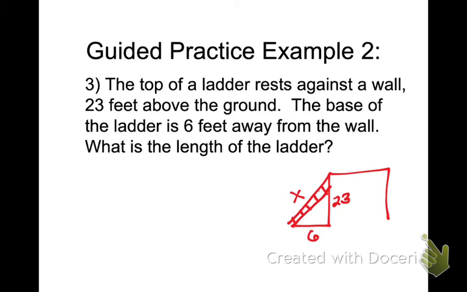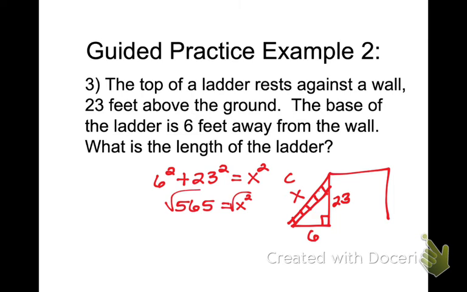So my hypotenuse in this case is x. So 6 squared plus 23 squared is equal to x squared. And then I would just go on my calculator and do 6 squared plus 23 squared all together in one shot. And I get 565 is equal to x squared. Square rooting that answer tells us our ladder needs to be about 23.8 feet.